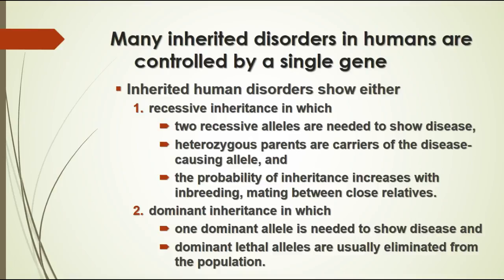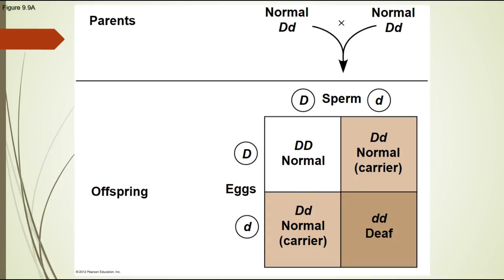Dominant inheritance of an inherited disorder only needs one dominant allele to show the disease. Some of these are lethal conditions, and oftentimes lethal conditions are eliminated from the population because they don't get passed on to the next generation, since the person who inherits it passes away.